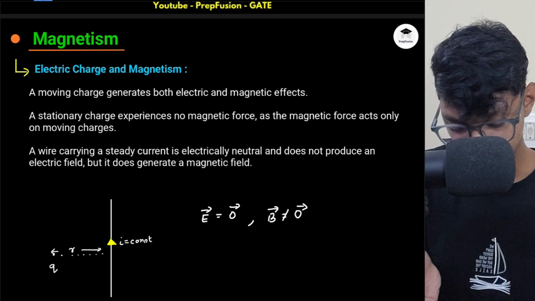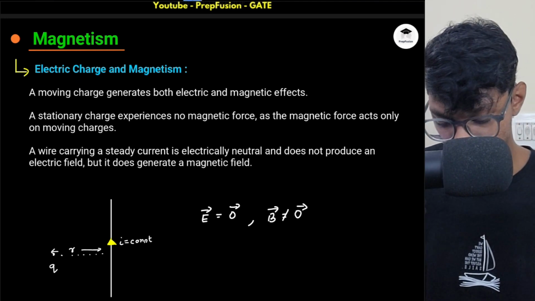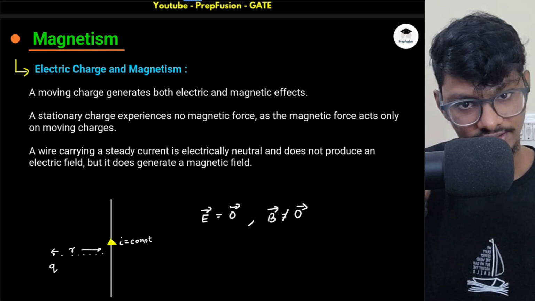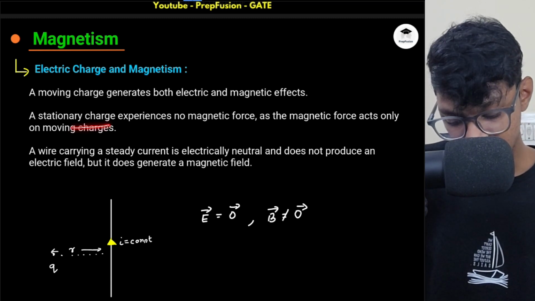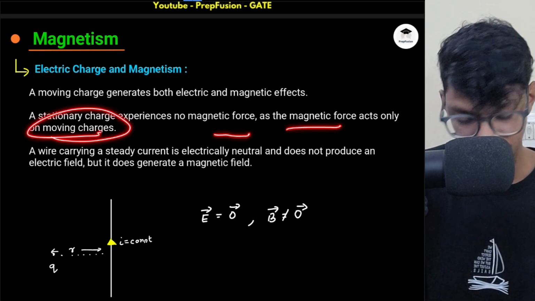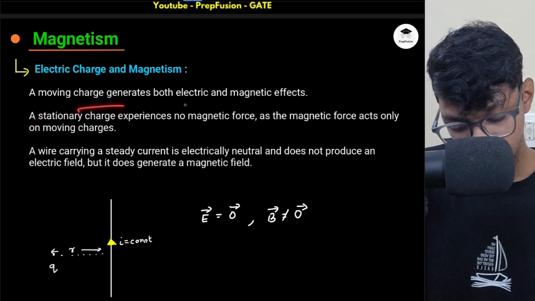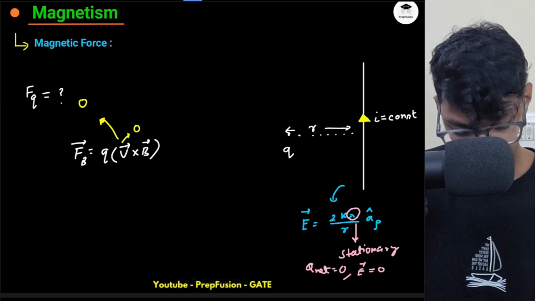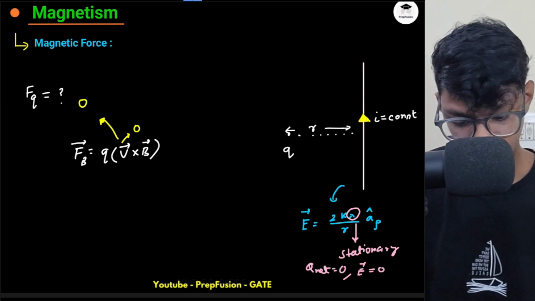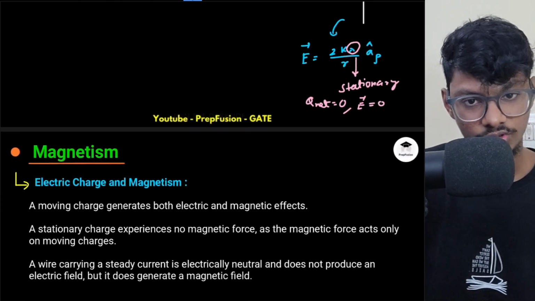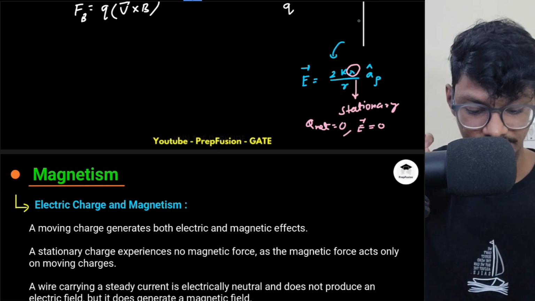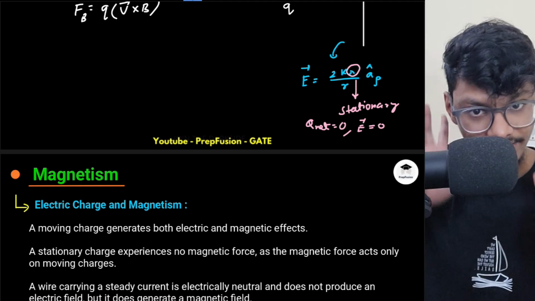I've written here a few points. We can read this point. What is this telling us? A moving charge generates both electric and magnetic field. A stationary charge experiences no magnetic force, as the magnetic force acts only on moving charges. So a moving charge actually will generate both electric and magnetic field, but here the net charge is 0, so the net electric field will be 0. If a single charge is moving, it will generate both electric and magnetic field. But here multiple charges are moving, so overall the net electric field is 0.